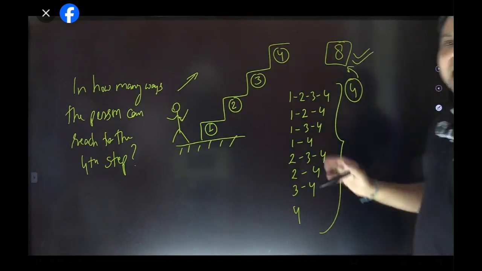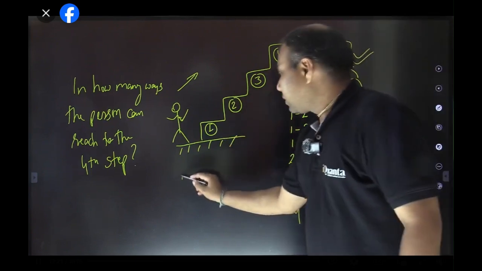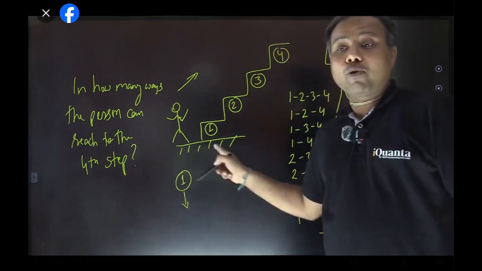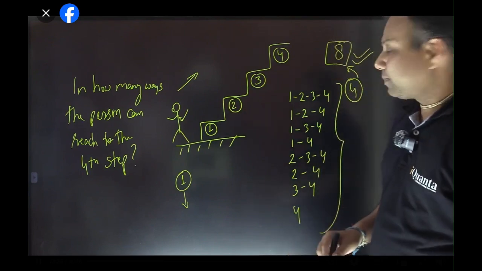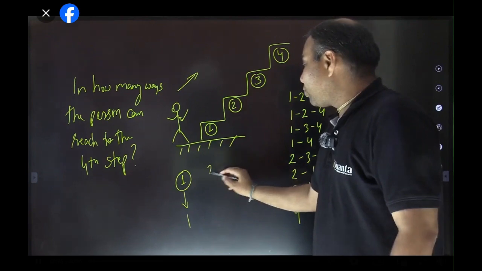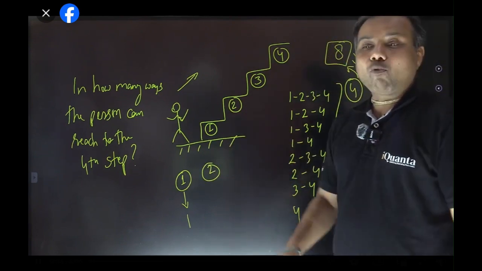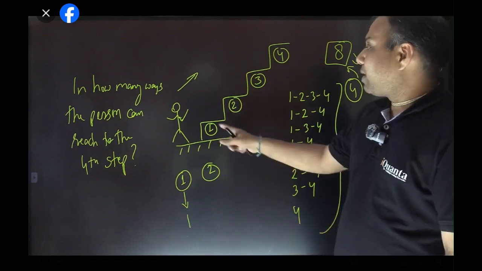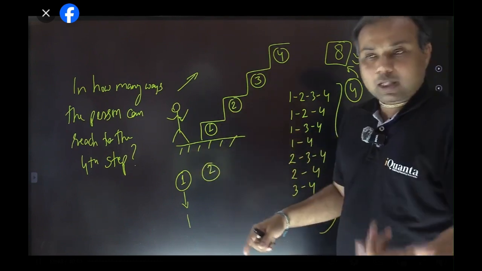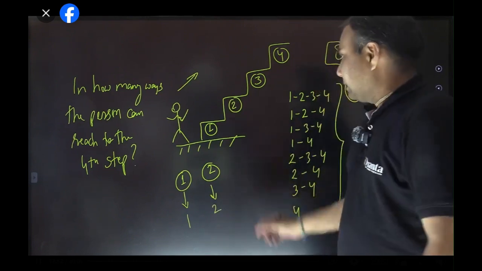Right? If I had to reach the first step only, then what would have been the answer? Only one way. From the ground, reach the first. Right? If I would have to reach the second step, then what would have been the answer? First 1, then 2, one way, or directly 2. That's another way. There are 2 ways. Yes or no? Just take one more case.